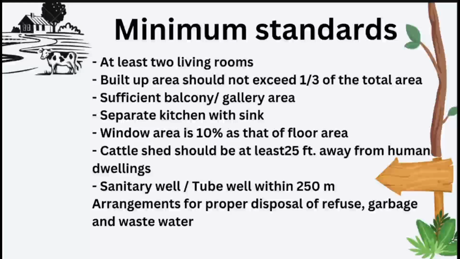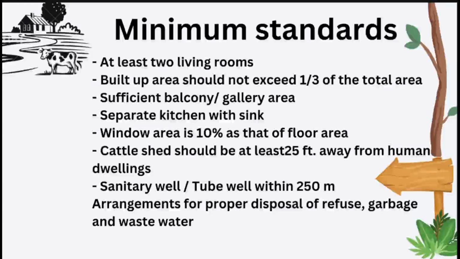A cattle shed should be at least 25 feet away from the human dwellings. It is noted that a sanitary well or tube well within 250 meters should be there, and all the arrangements for proper disposal of refuse, garbage and wastewater should be there.